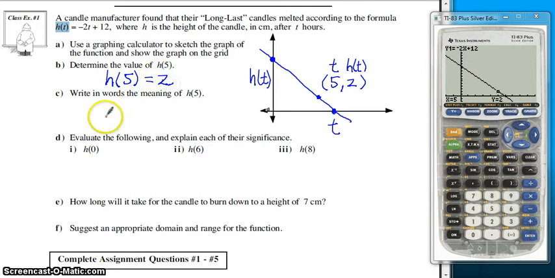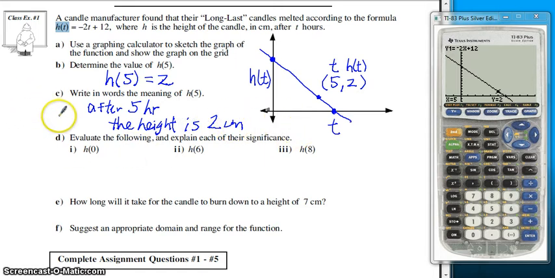What's the meaning? After 5 hours of burning, okay, 5 hours, the height of the candle that is remaining is 2 centimeters. Okay, the pen doesn't write very well. That's not my handwriting.